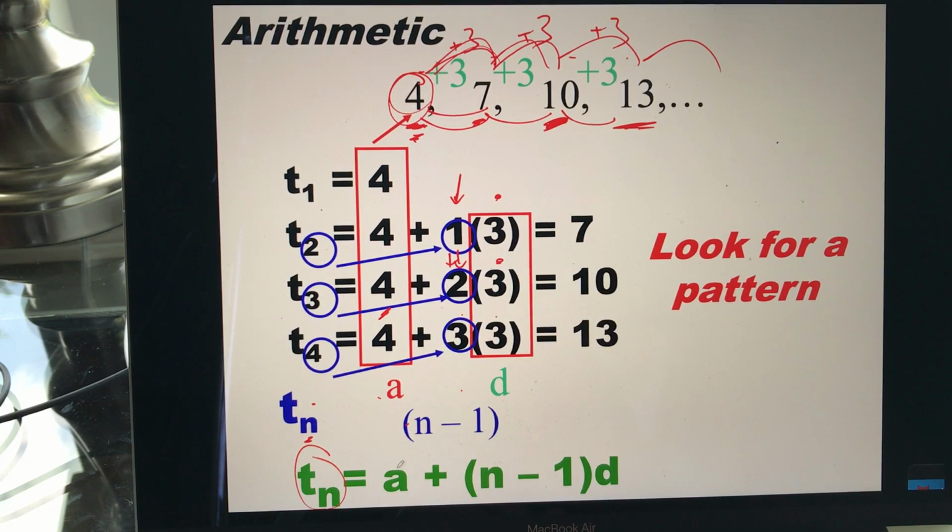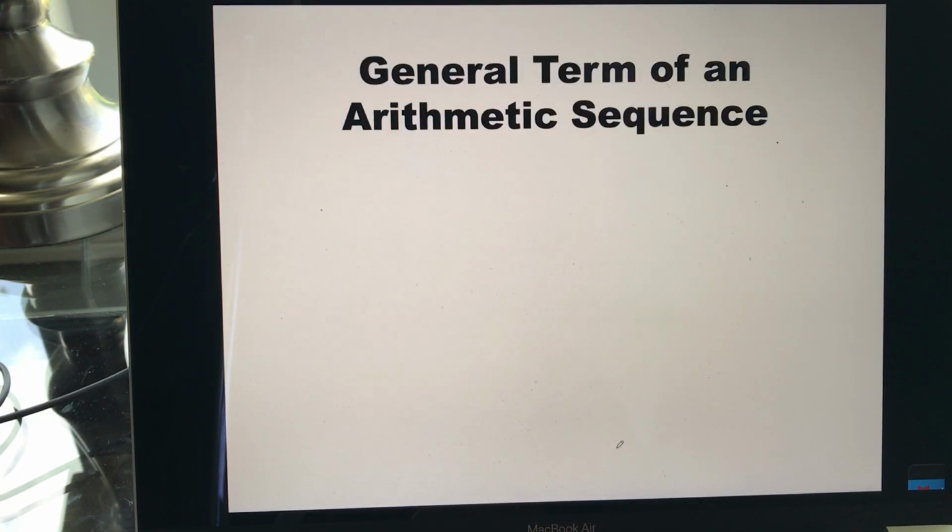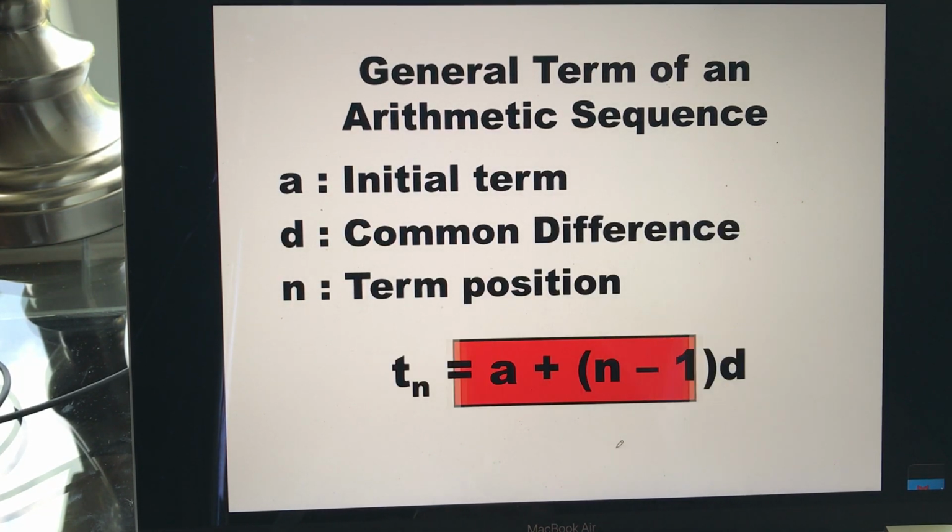So any term is the first term, plus we add to that our common difference, n minus 1 times. So for the 10th term, I start at the first term and I add 9 common differences. So this is the general term of an arithmetic sequence. This is our formula.